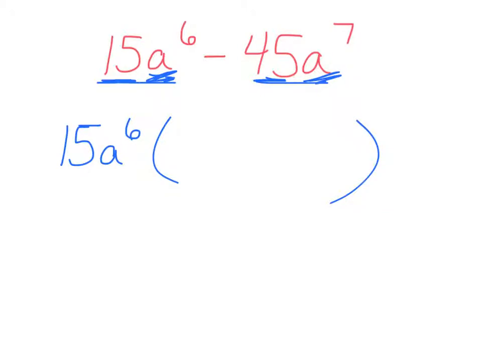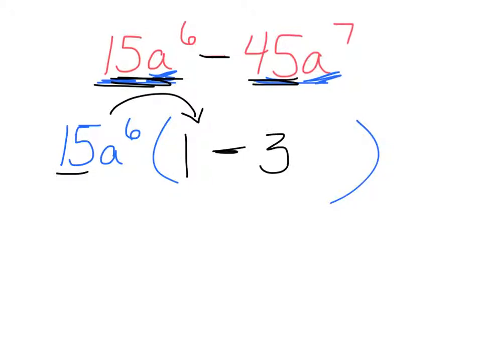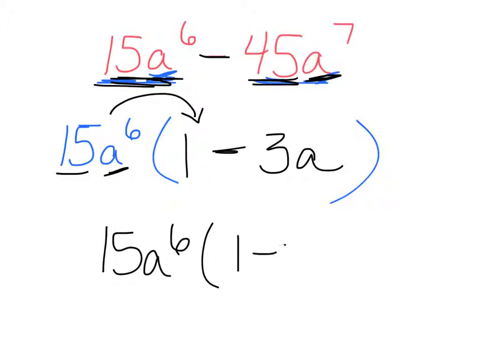So now I think, well, 15 a to the 6 times what would get me back to this? Well, 1, because I divided a 15 out of there and an a to the 6. Keep your negative sign or your subtraction sign. And then 15 goes into 45 3 times. And then a to the 6 to a to the 7th, there would be just one a left. So here's how you factored it.